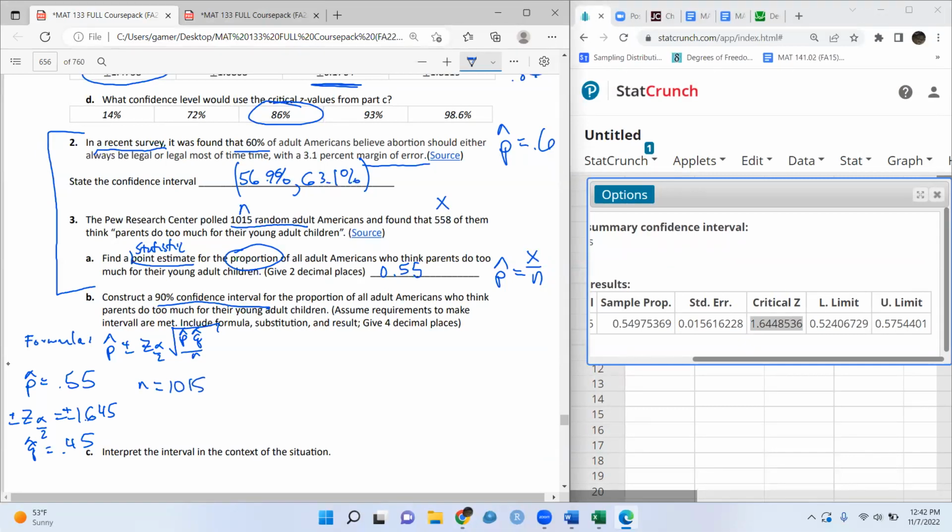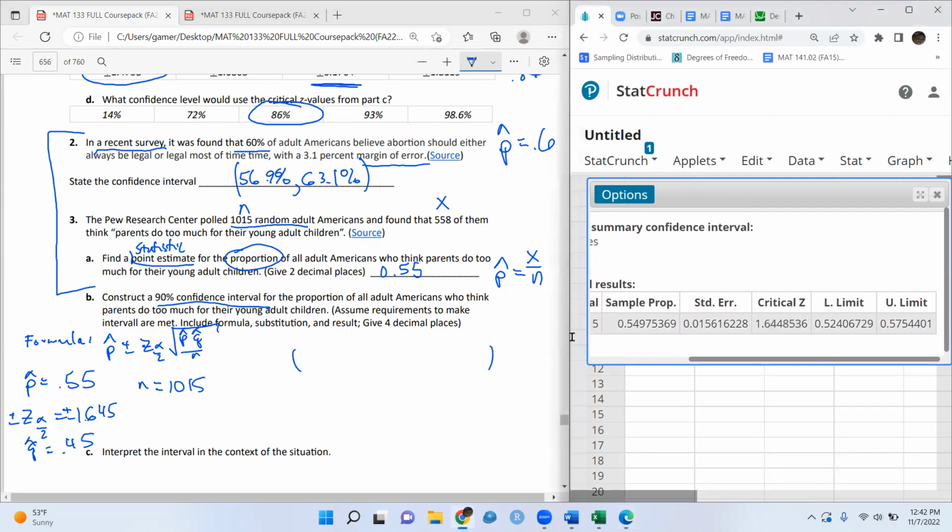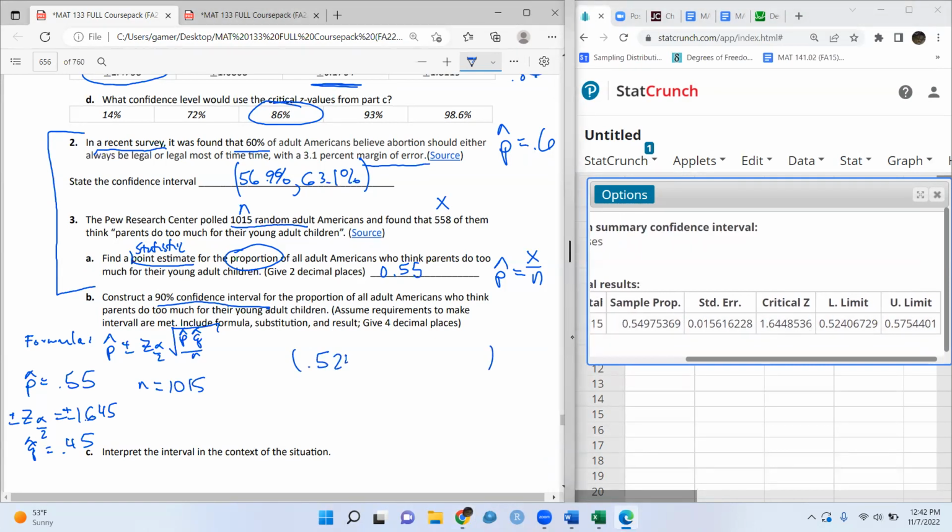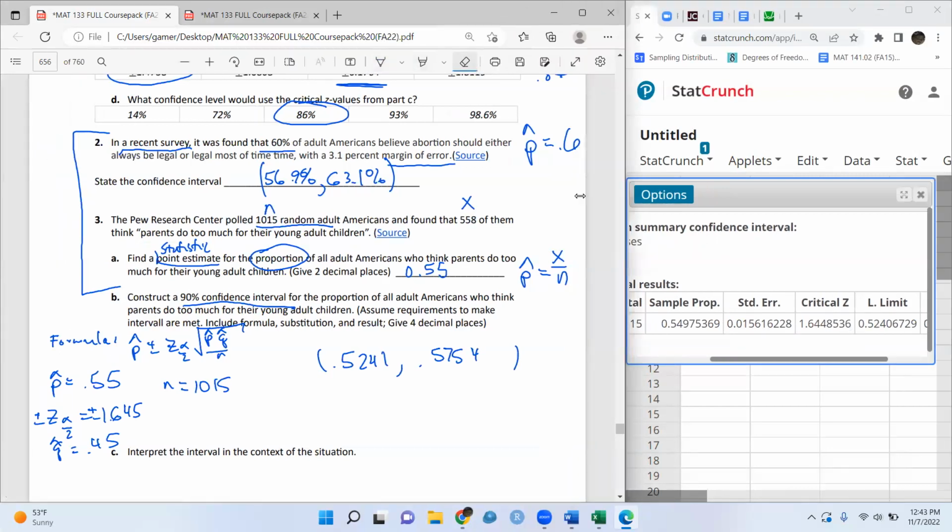So here's the formula, here's the substitution, and then the result is this, given to 4 decimal places: 0.5241, comma, 0.5754. If you prefer, you can write those as percentages. So that would be 52.41%, comma, 57.54%. How are you all feeling about that?